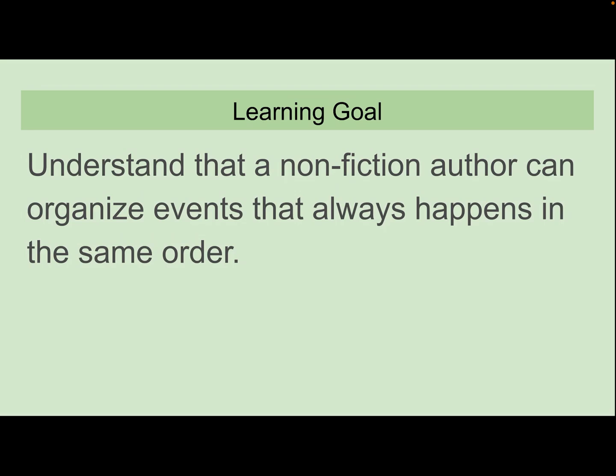So our learning goal today was to understand that a nonfiction author can organize events that always happen in the same order. We went through a few of these ways. Sequencing events that happen in nature, like a seed growing, is one of the ways that we looked at. We also used a life cycle to show the different events in an animal's life. Then, we looked at putting events in order, such as seasons of the year. But can you think of any more?